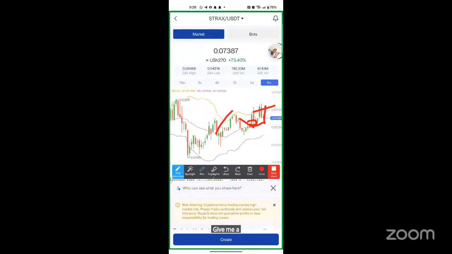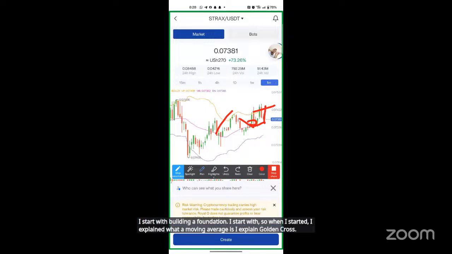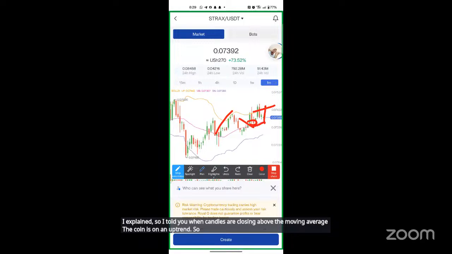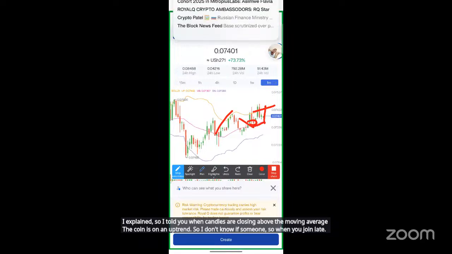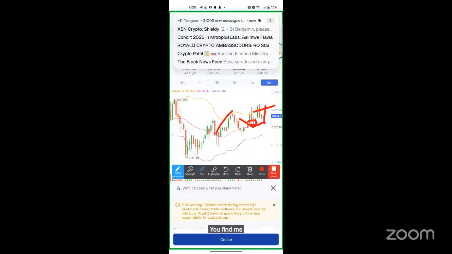When I start, I start with building a foundation. So when I started, I explained what moving averages are. I explained the golden cross. I told you when candles are closing above the moving average, the coin is on an uptrend. So when you join late, you find me finalizing what I'm talking about.